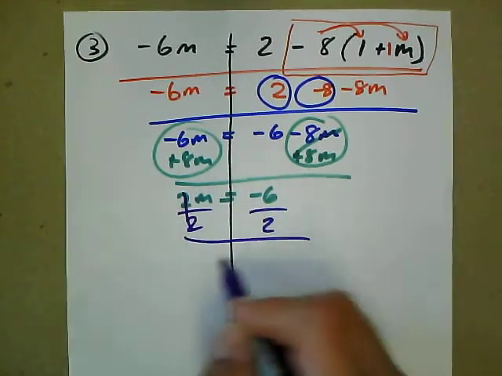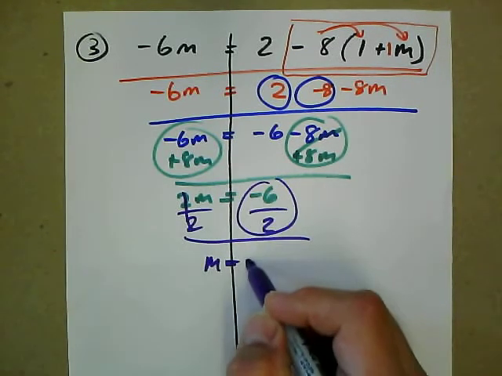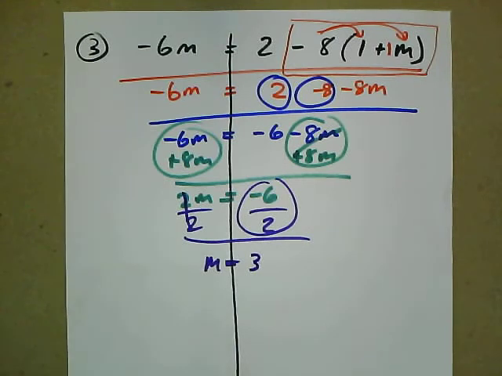Okay? Don't get confused. Remember, it's a process. If you can do it, do it. If you can't, skip it. Negative 6 divided by 2 is negative 3.